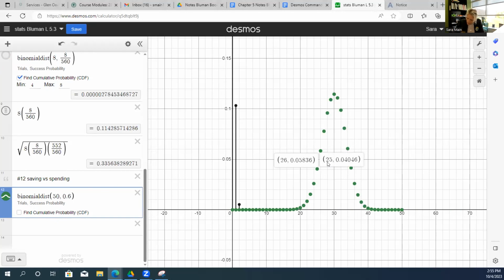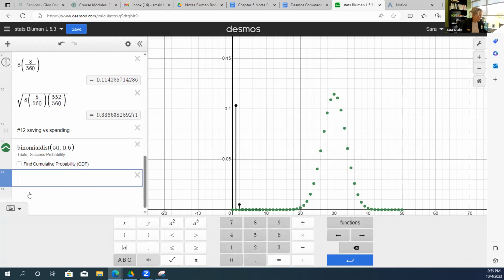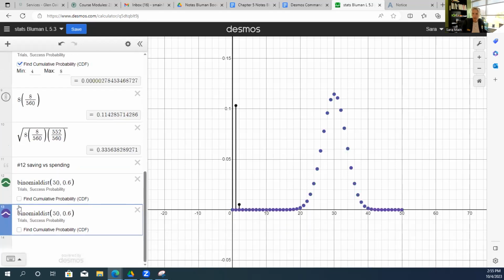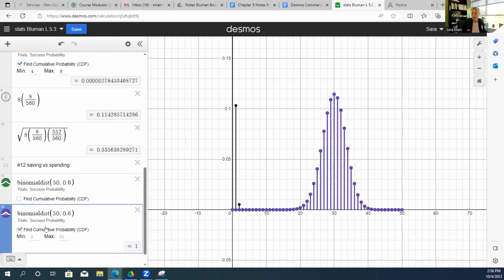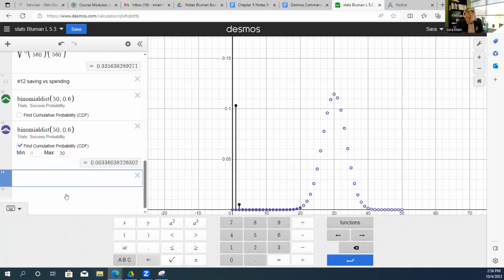And then number 2 says the probability that at most 20 adults prefer saving. So at most means the probability that X is less than or equal to 20. So I'm going to copy this command and paste it. This time I am going to check the box. And so I'm going from 0 up through 20. And that is 0.00336.